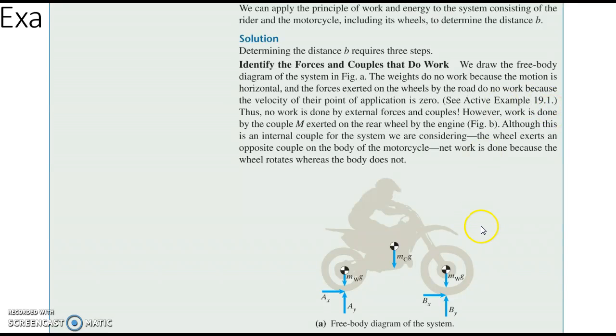So I'm going to draw my free body diagram. I still need to see which forces are doing work and which forces are not doing work. So I have all my vertical forces here. Of course, AY is my vertical reaction, my normal reaction. Then I have my weight forces. But all those vertical forces are not doing any work. Why? Well, the bike is not moving up, nor is it moving down, right? How about AX, BX? Are they doing work?